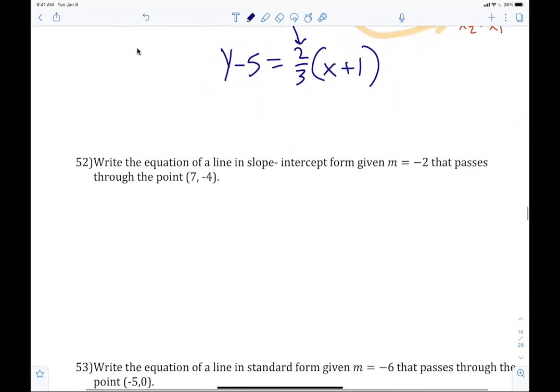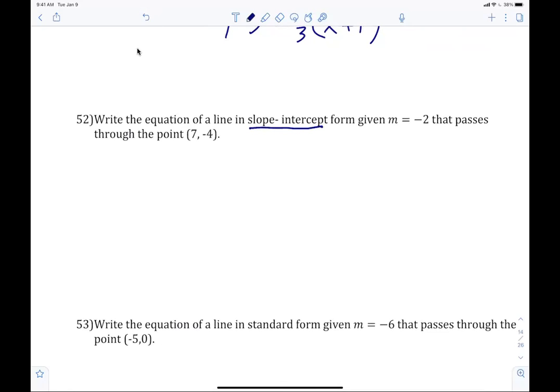Now slope intercept. What's the slope intercept form? Come on. Everybody's got to be able to tell me that. y equals mx plus b. That is correct. But they give us a slope and a point in this problem. So what form should we use first? Point slope form, because that's really easy. And then we're going to go from the point slope to slope intercept.